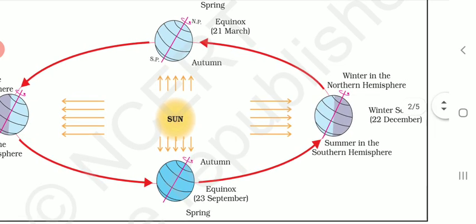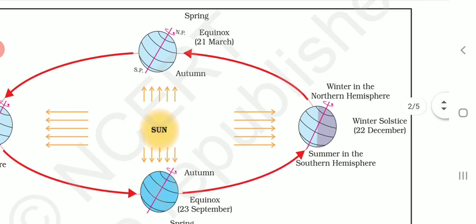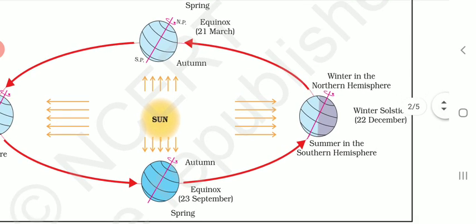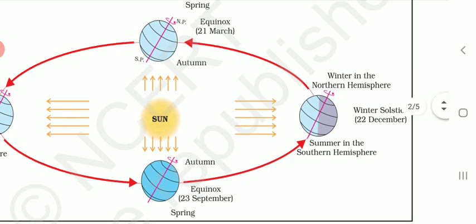In this way, as we move ahead toward the month of December, from October, November, December, and January and February, during this period there is winter season in the northern hemisphere, and at the same time there is summer in the southern hemisphere. Why does this happen?